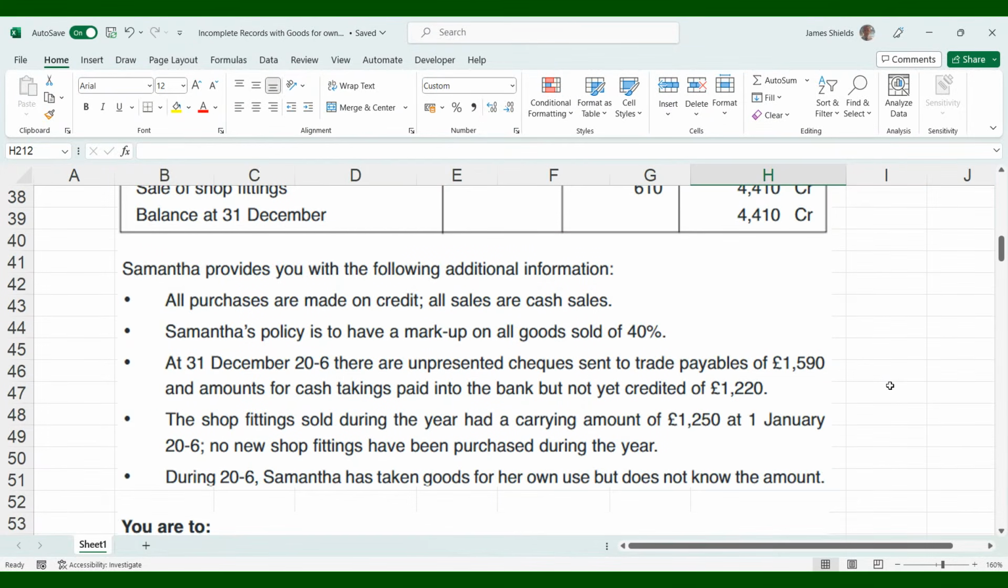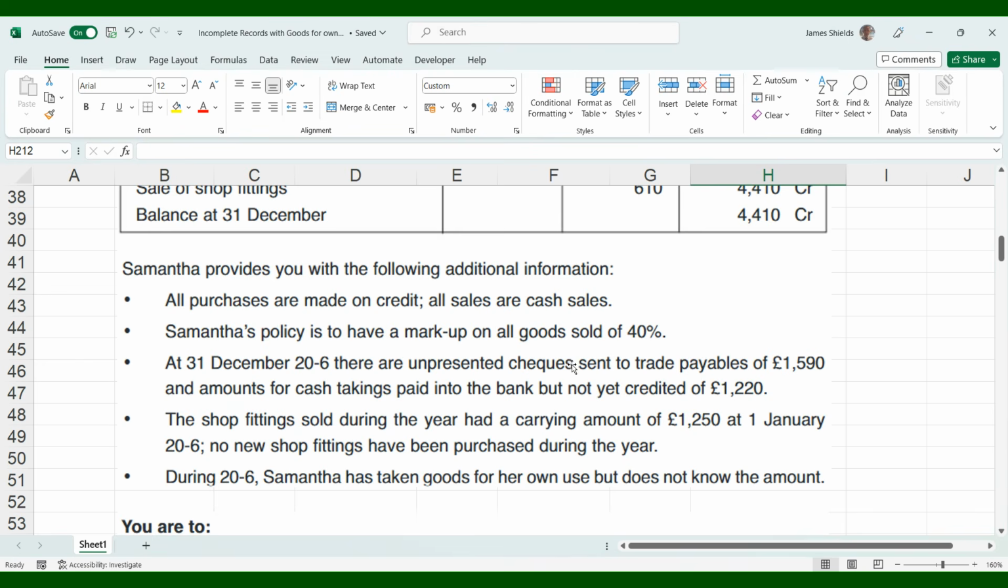Samantha provides you with the following additional information. All purchases are made on credit, so in other words, there are no cash purchases, and all sales are cash sales, so there are no credit sales. Samantha's policy is to have a markup on all goods sold of 40%. At the 31st of December 2016, there are unpresented cheques sent to trade payables of £1,590.